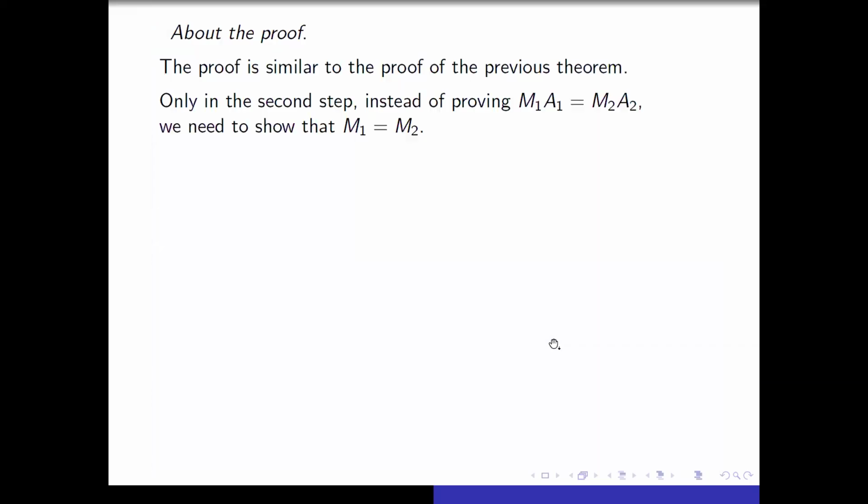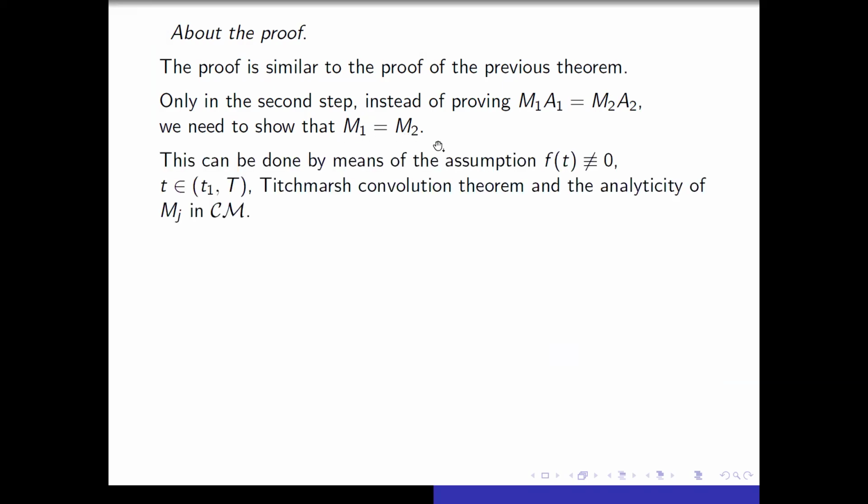Shortly about the proof. This is quite similar to the proof of the previous theorem. Only the second step is different. In the second step of the previous problem, we had to prove this relation. We now need simply this one. And this can be done by means of this assumption if we use Titchmarsh's convolution theorem and the analyticity of Mj. And principally that's all. I will not go into all details here, I have not enough time.